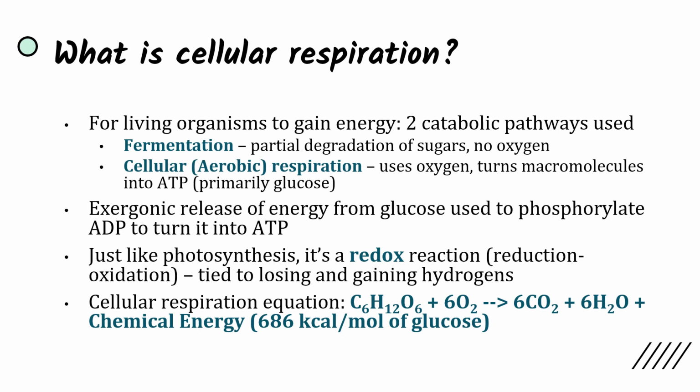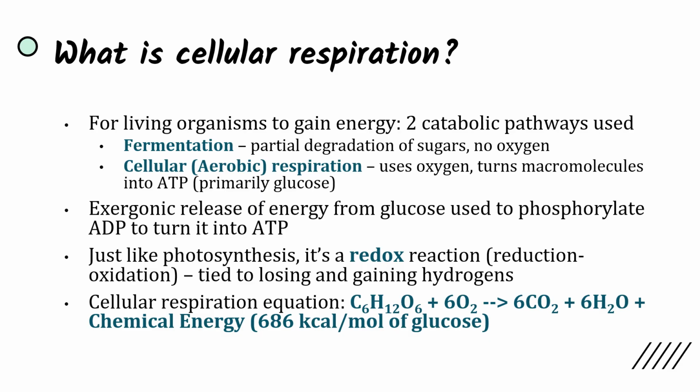And there are two catabolic pathways used. The first one is fermentation, which is a partial breakdown of sugars and does not use oxygen, compared to aerobic respiration, which uses oxygen. That makes it aerobic, and it turns macromolecules into ATP. And obviously the primary macromolecule is glucose. Now, fermentation will also generate ATP, but generally not as much.